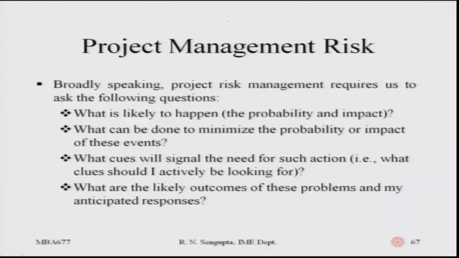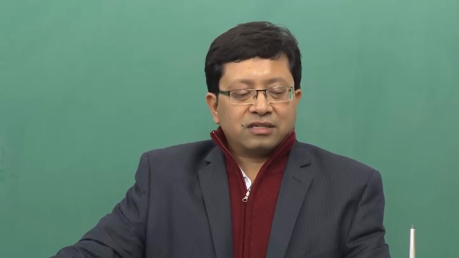So, the questions are: what is likely to happen, and what is the probability of impact of, for example, a resource constraint, or political uncertainty, or some competitor coming up with a different type of product, or technology changing rapidly, or the economic or political situation being affected in a very drastic sense.